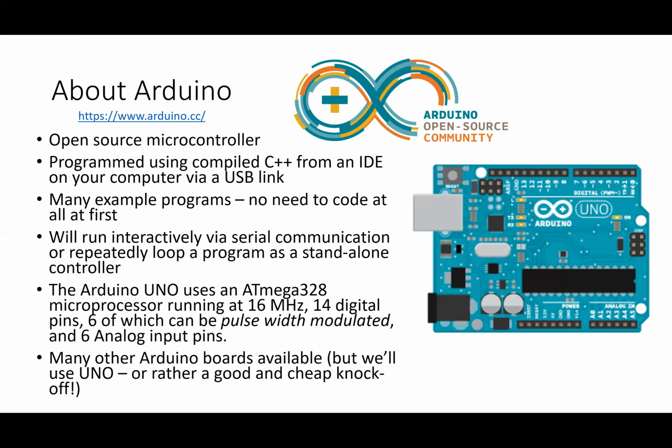The Arduino Uno, the one we'll use, has a microcontroller called an ATmega328. It doesn't run very fast, 16 megahertz, has 14 digital pins, 6 of which can generate analog signals using a technique called pulse width modulation, and we'll introduce that early on in the class. And it's got 6 analog input pins that will take some varying voltage and convert it to a series of numbers.